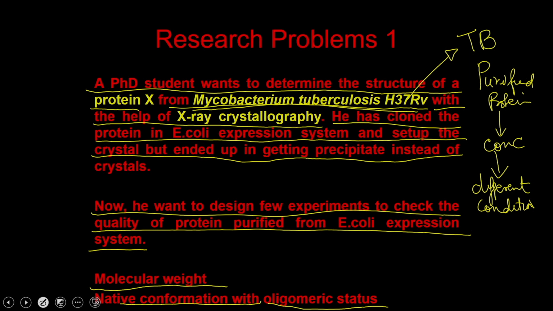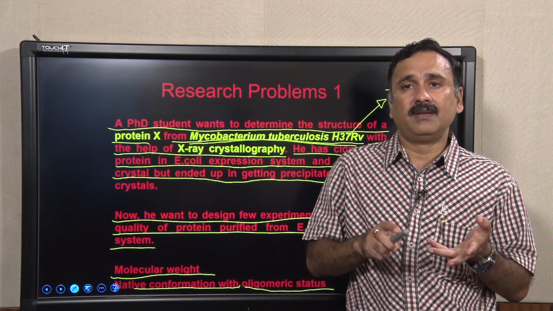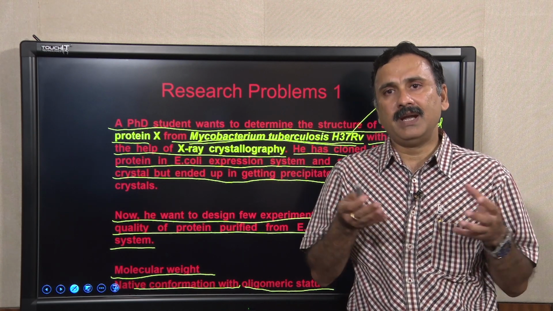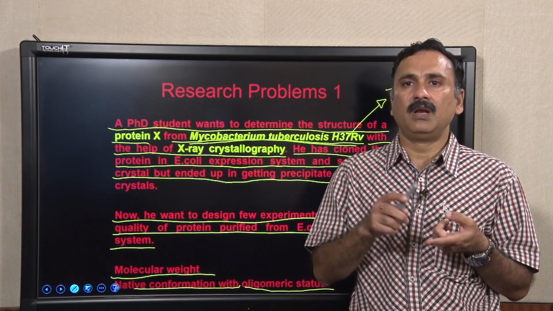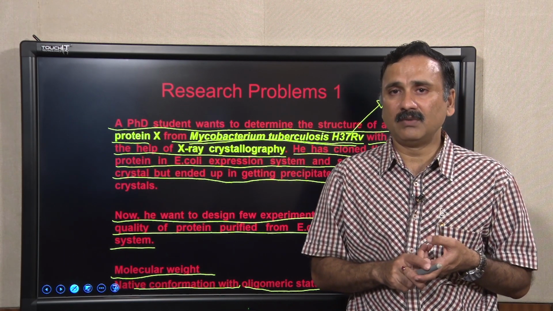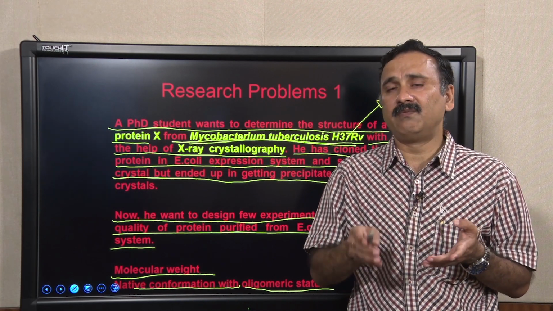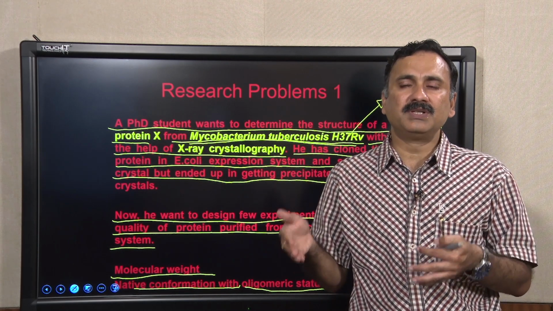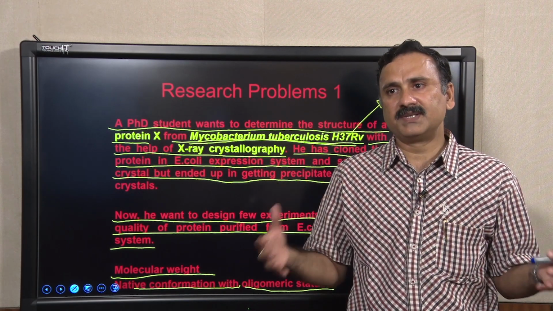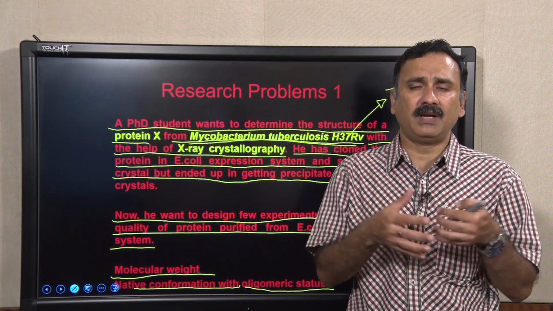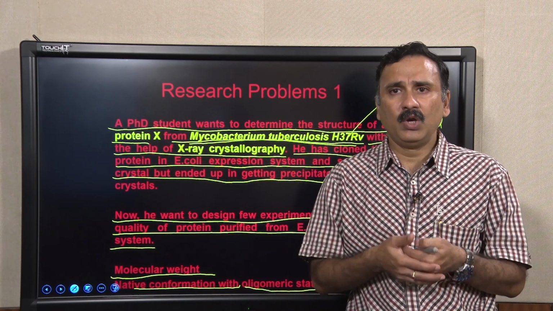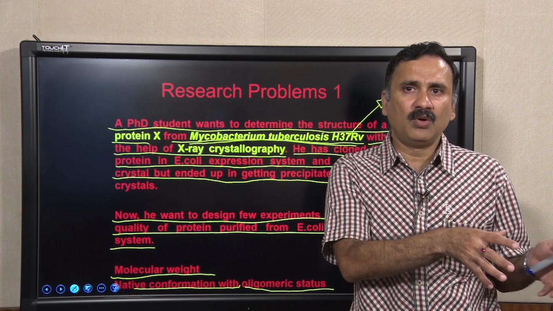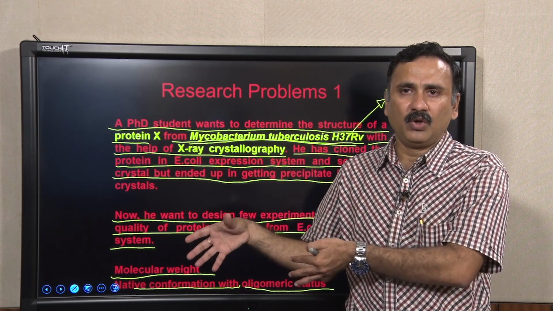So, he wants to ask three questions. Number one, whether the protein is properly folded, meaning it maintains a three-dimensional conformation. Number two, what is the molecular weight of the protein. And number three, what are the different conformational states of this particular protein. The protein is produced as a monomer, but these monomers can come together to give a dimer, a tetramer or even higher oligomers, and many proteins are present either as a monomer, a dimer or higher oligomers.